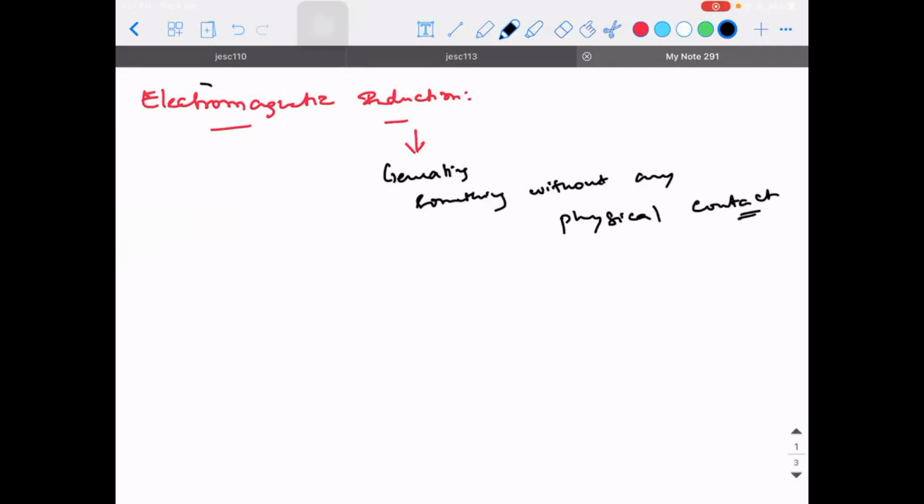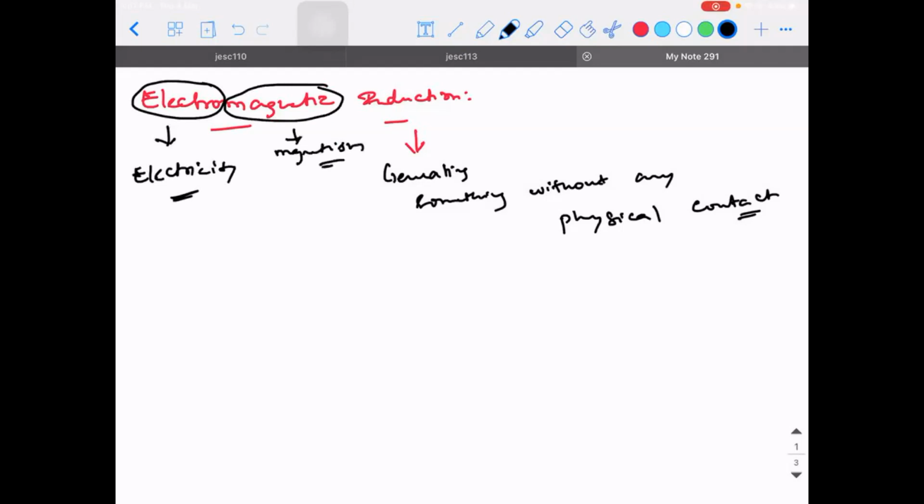Then electro here refers to electricity, and magnetic obviously refers to magnetism. So till the topics that we discussed before this, what was our main concept of discussion? We were concentrating on when electric current is flowing through the circuit, what kind of magnetism is generated. But here we are exactly using the reverse principle of it. Reverse principle means how can you make use of the magnetism to generate electric current? So that's what the whole concept is.